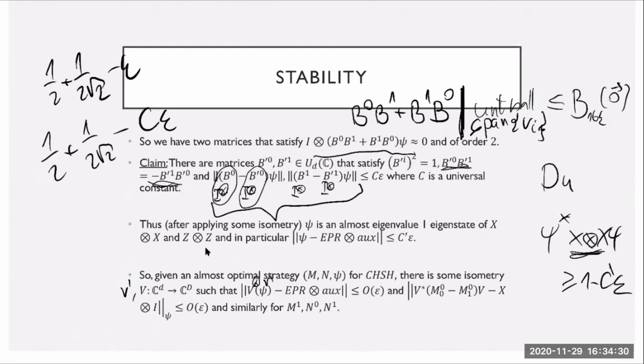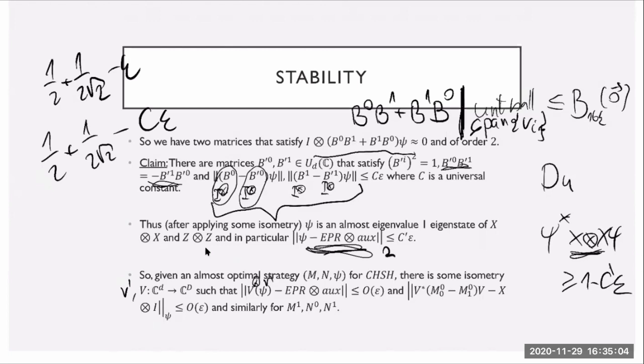But from that, since there's only one eigenvector with eigenvalue 1, so the eigenspace of 1 is of dimension 1, okay? You can deduce that actually this psi is very close to an EPR pair in the following sense, that psi is close to an EPR pair tensor some auxiliary vector, and this is exactly what we wanted to say. Okay, so this is the 2 norm. Here we had this funny norm.